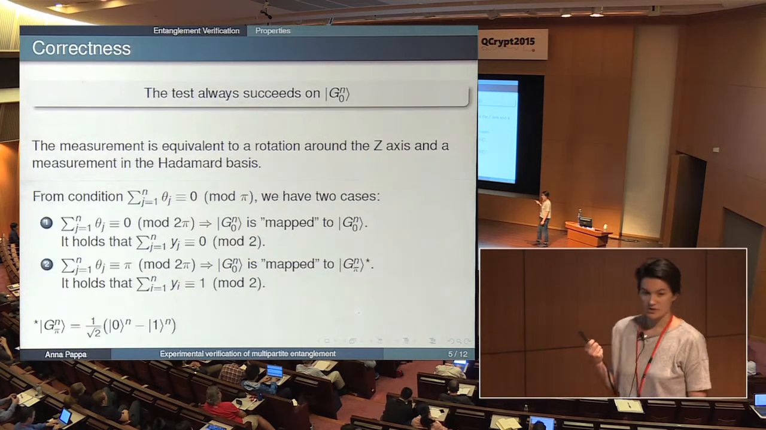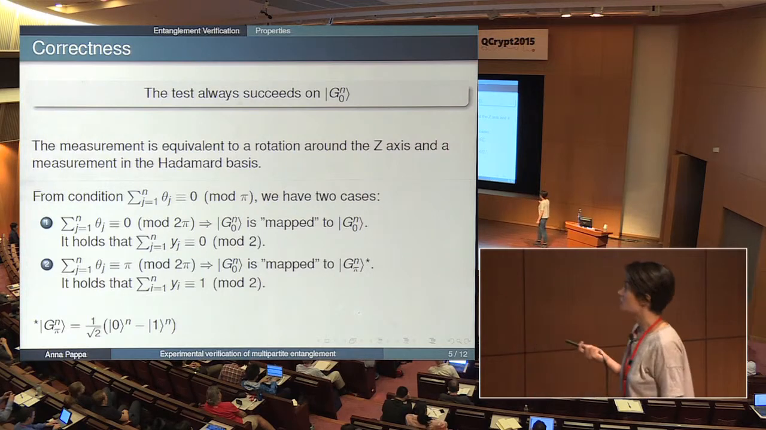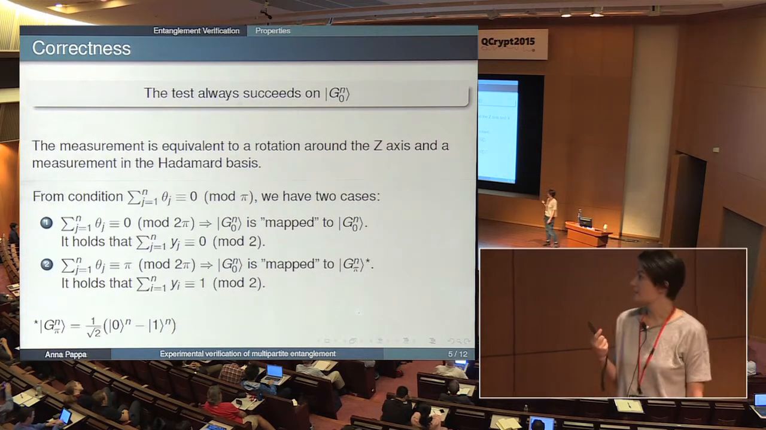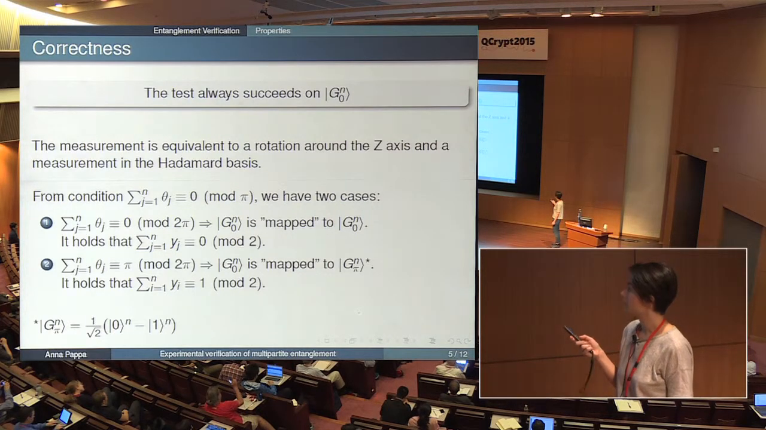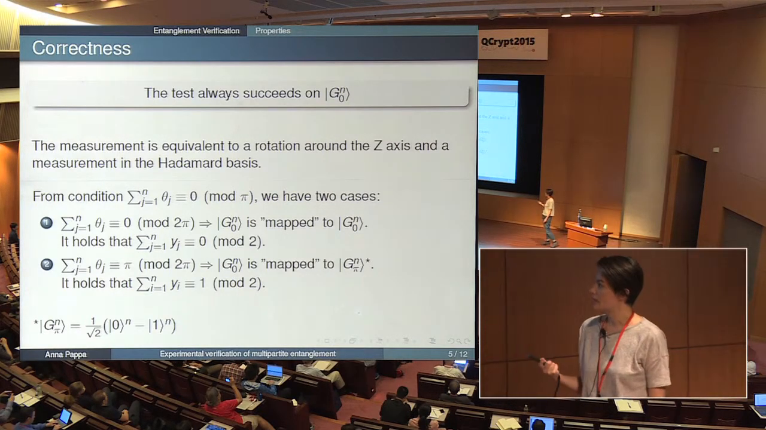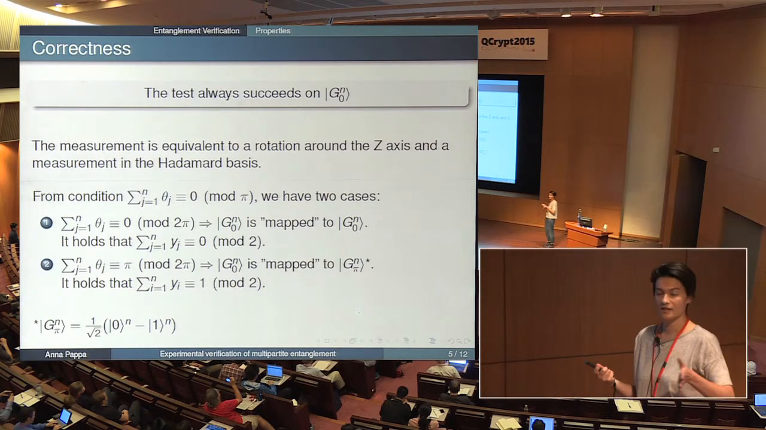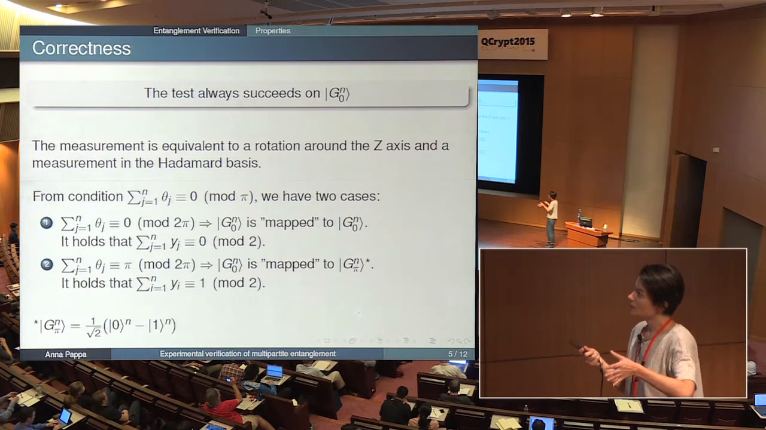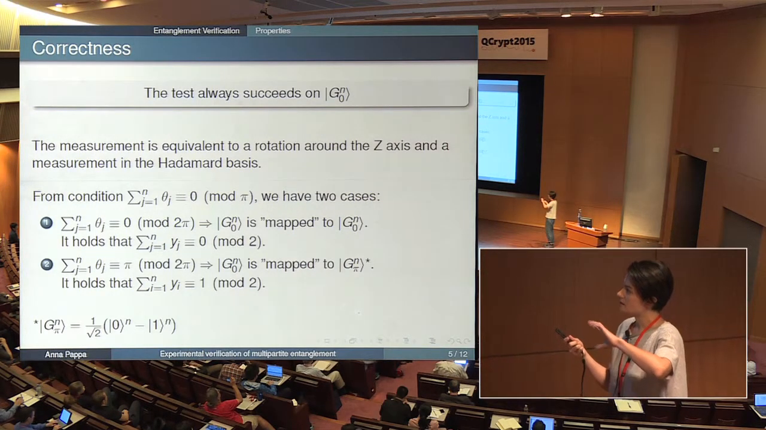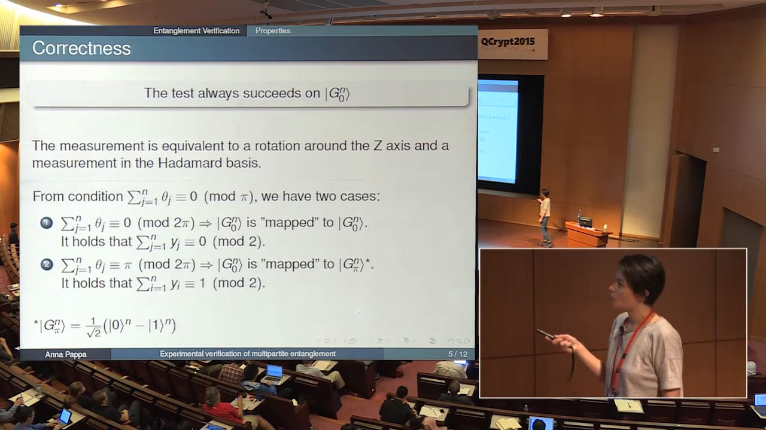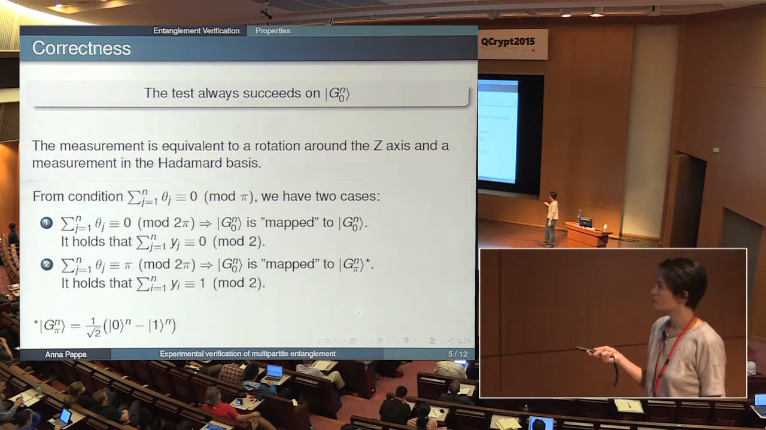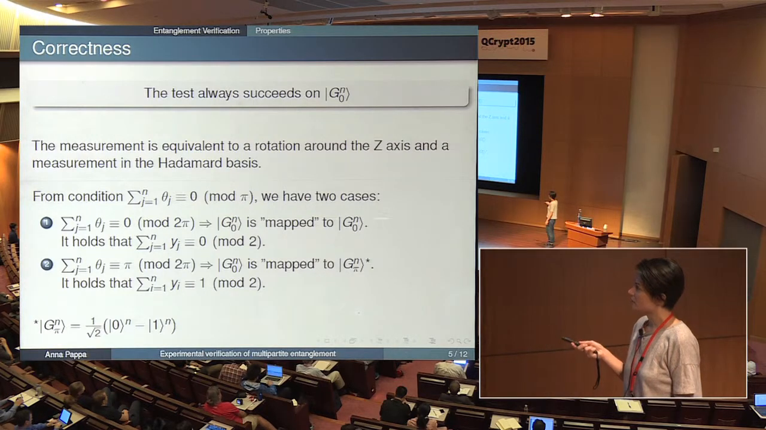So the first property that we want to check is that our test actually works on the correct state. So it should always succeed when the state that is shared is a GHZ. So we can see all the measurements as equivalent to a rotation around the z-axis, followed by a measurement in the Hadamard basis. So we can think of them as a total measurement that is a rotation on the xy plane, followed by measurement by all the players in the Hadamard basis. So from the condition on the inputs, we have two cases.